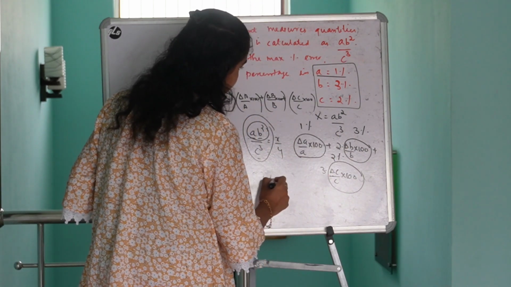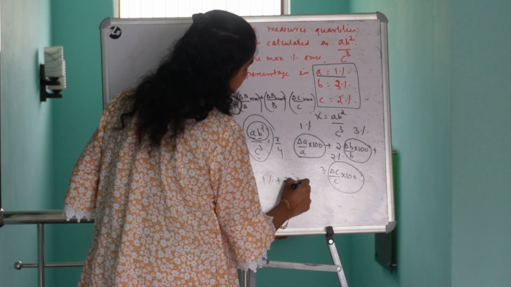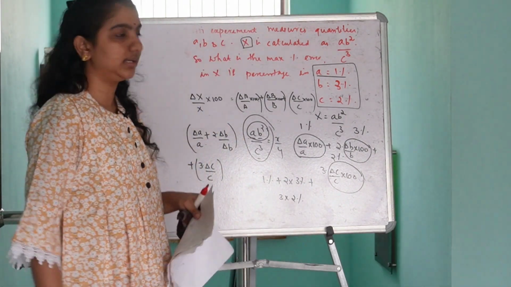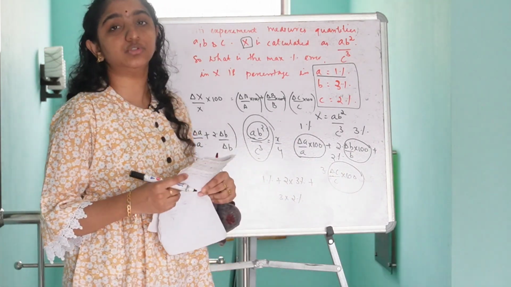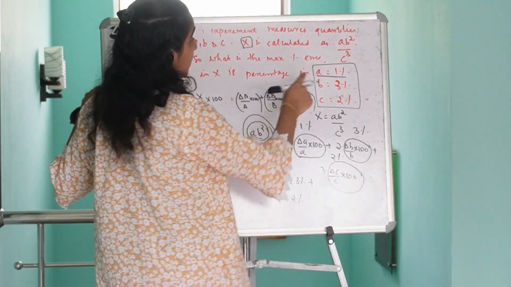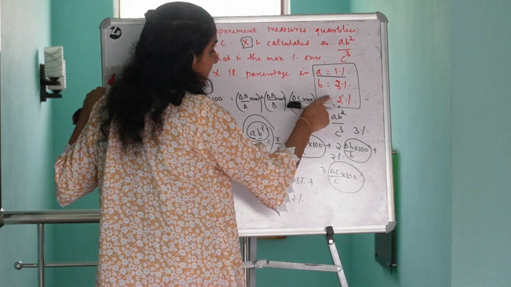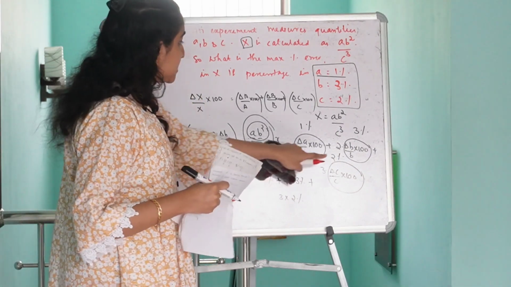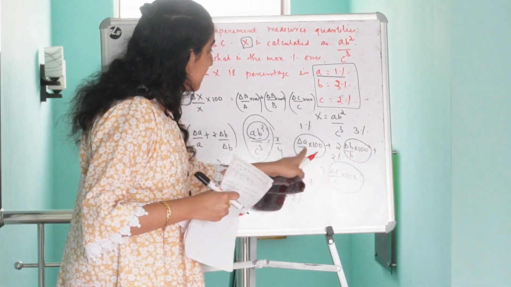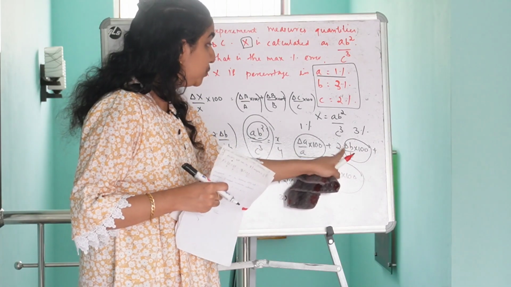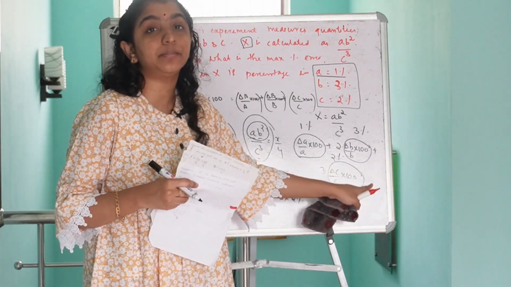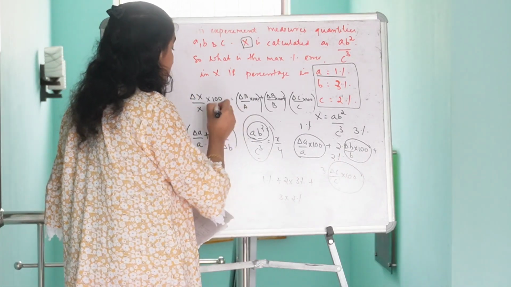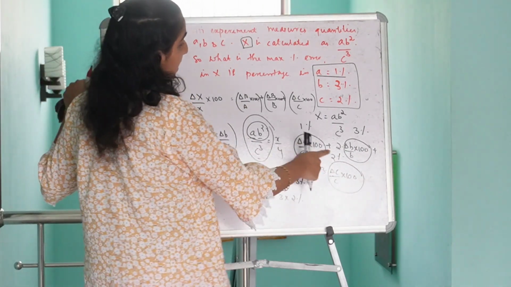So what we will get? 1% plus 2 into 3% plus 3 into 2%. Is it clear? Yes. Here you have to remember one point. Here you are given the percentage error in A, B and C. And this particular term, 2 into del B by B into 100, is the percentage error of B square. Is it clear, guys?